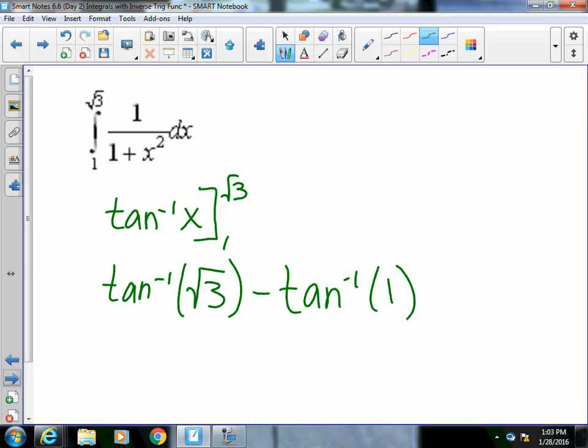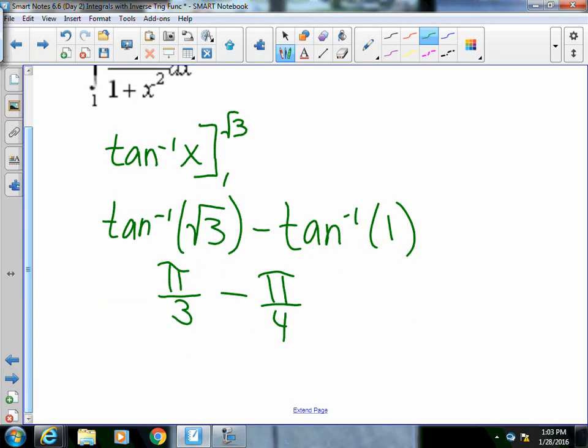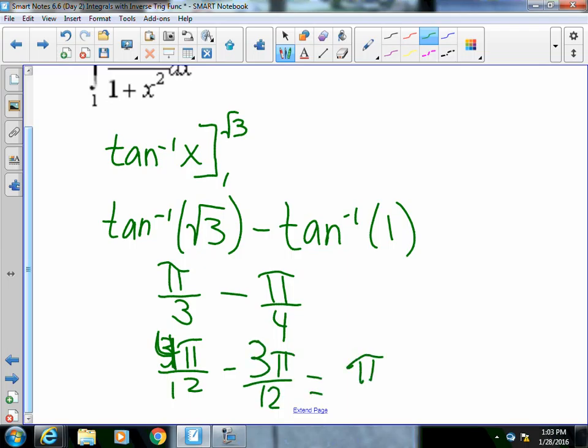Now, where is tangent radical 3? And keep in mind that we have to choose from the first or fourth quadrants for tangent. And you will remember or know that it's pi over 3. Where is tangent 1? Again, from the first or third quadrant. And that's pi over 4. Which means 4 pi over 12 minus 3 pi over 12 equals pi over 12.